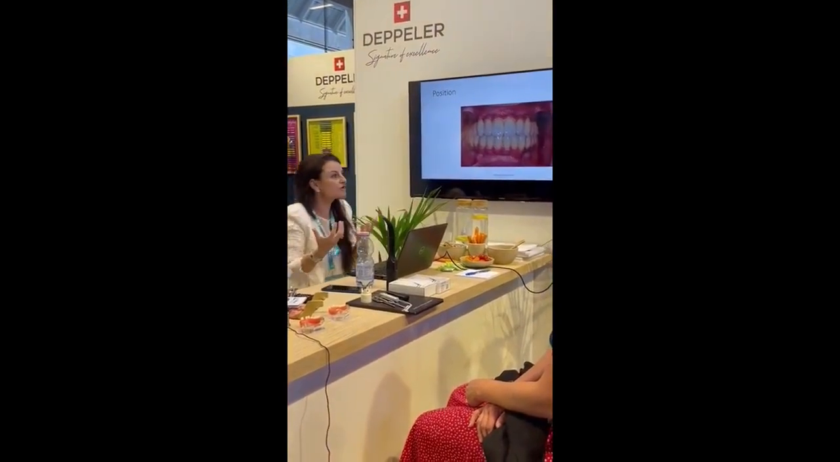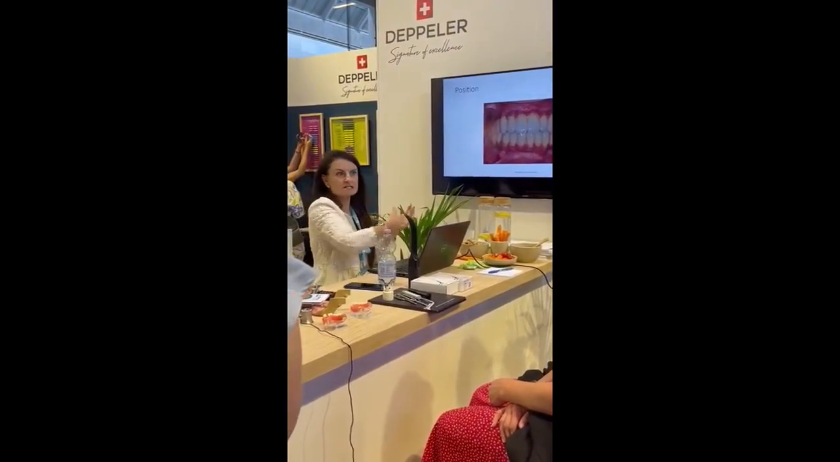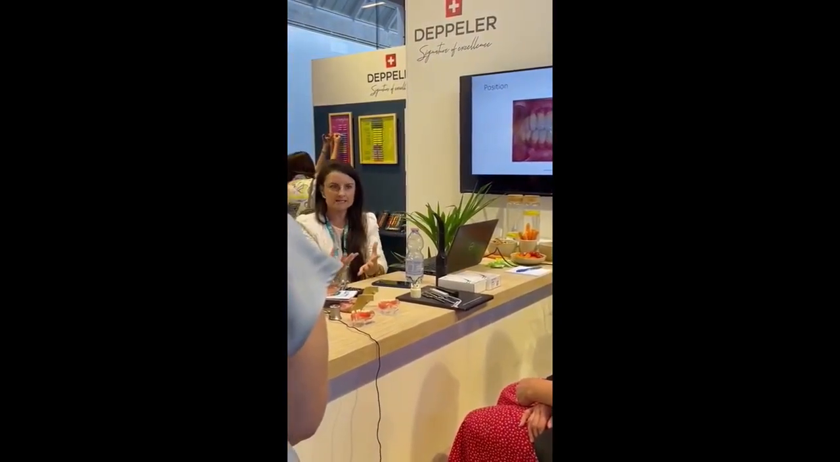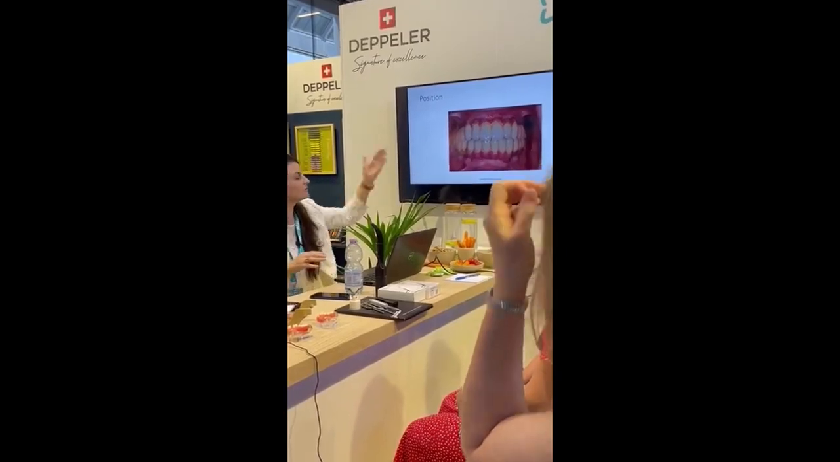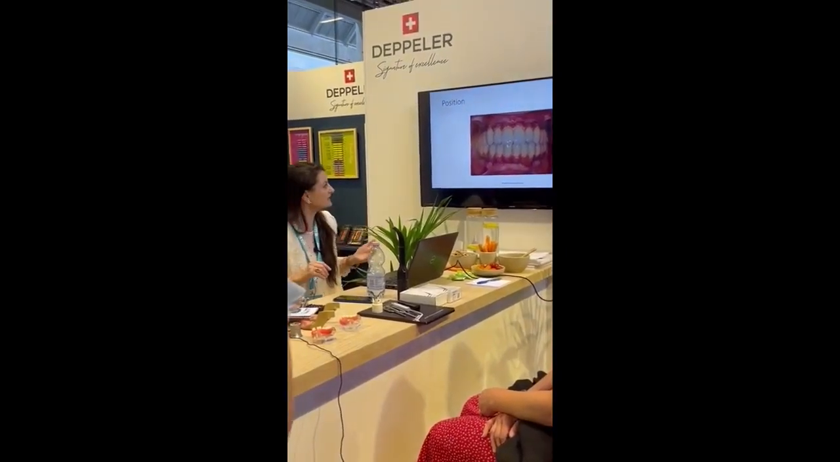So there's a big drive now to have prosthesis and restorations that are cleansable. If they're not cleansable, then it is a recipe for more disaster. And it is very difficult to really try and get a patient cleaning around these areas.